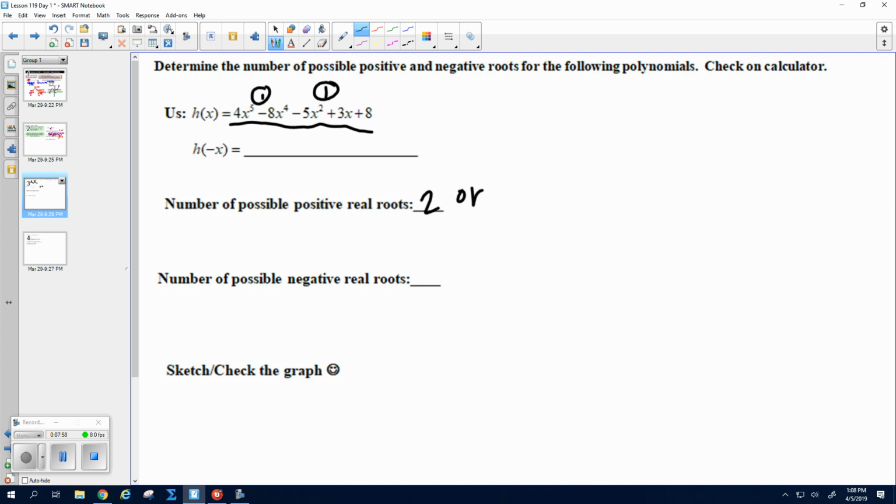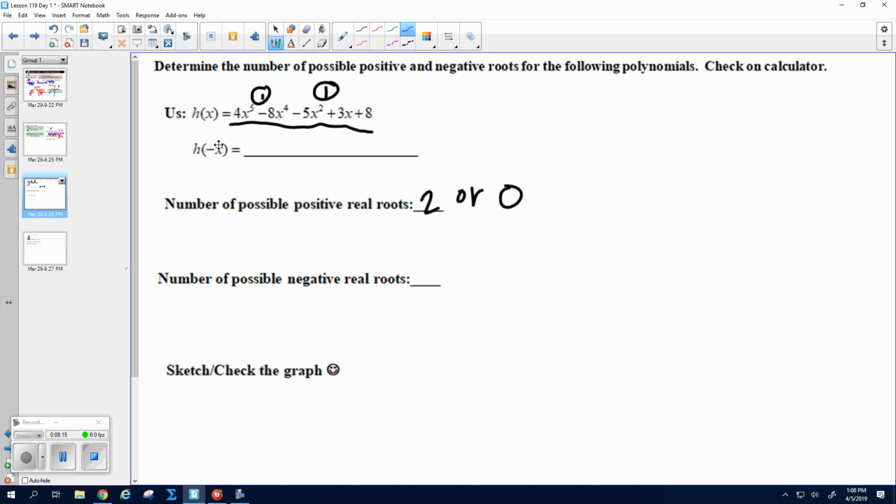2 or 0. Always descend by 2. So if you got 4, you would say 4, 2, or 0. If you got 5, you would say 5, 3, or 1. Just always descend by 2 because the imaginary roots come in pairs. All right. Now we're going to do the negative roots.